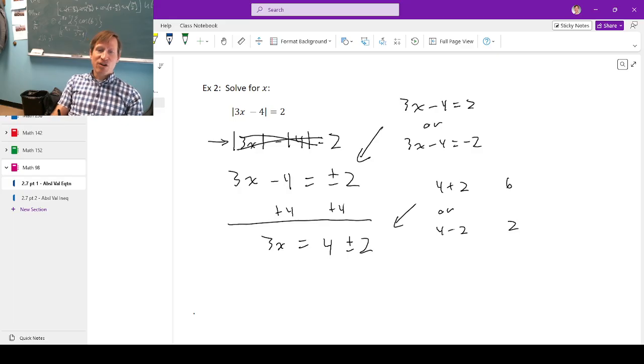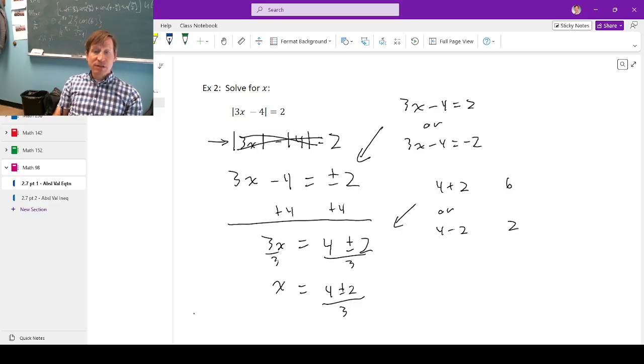And now let's finish solving. We'll do all the arithmetic at the end. But at every step, I just want us to remember that this plus or minus is an abbreviation for two different equations. Okay. So now to finish solving for x, we can divide both sides by 3. So on the left, we get just x. On the right, we get 4 plus or minus 2 all over 3.